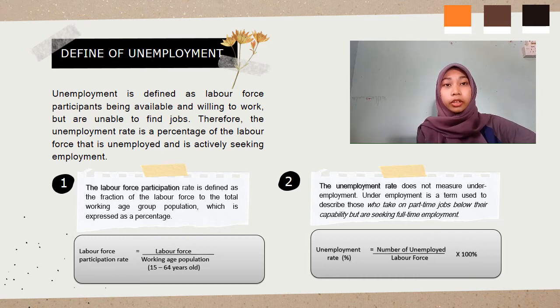The unemployment rate does not measure underemployment. Underemployment is a term used to describe those who take on part-time jobs below their capacity but are seeking full-time employment. Unemployment rate in percent is equal to the number of unemployed per labor force multiplied by 100%.